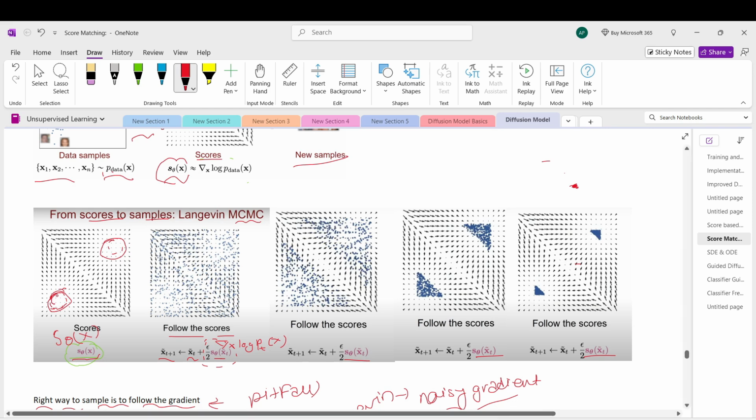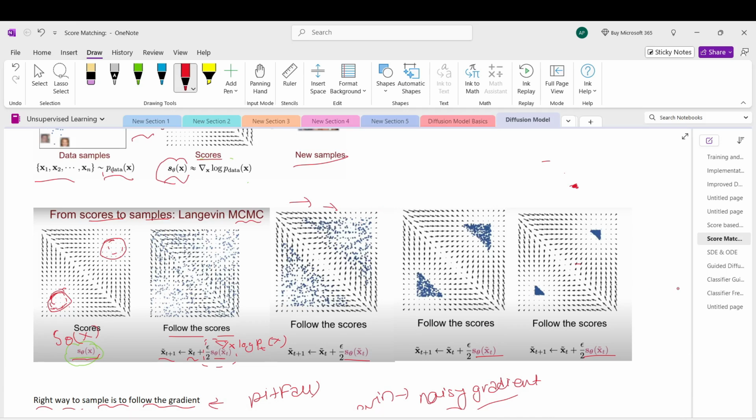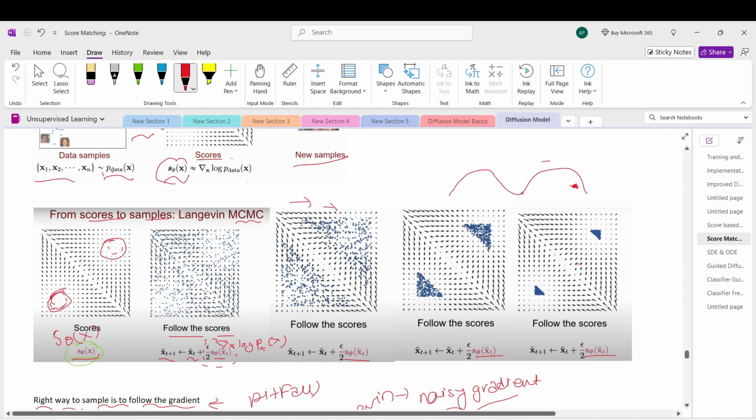Data from the distribution lies here and here, and we are going to initialize some particles here and follow the score. If you run this dynamics, as we run it, the particles will move along this vector field. If you follow the direction of the vector, we will approximately reach the actual density, and if you run it enough, we will converge to the peak point. This is a multimodal distribution.